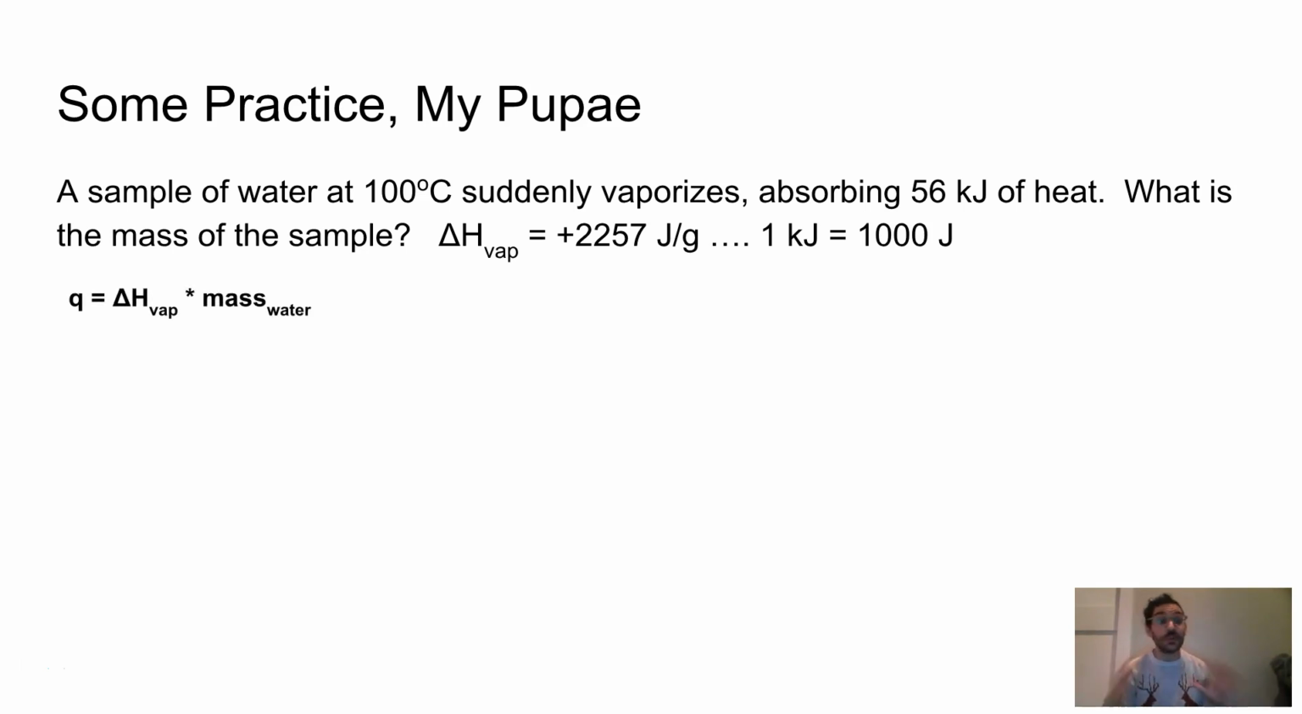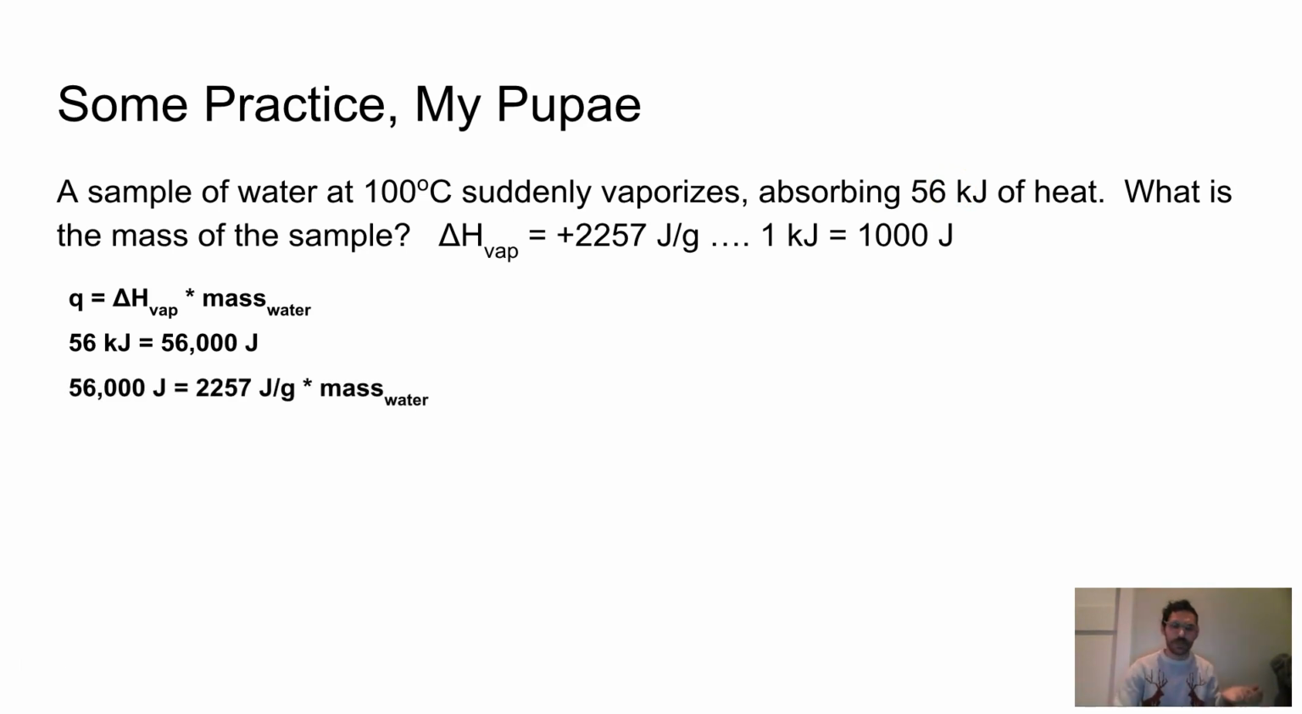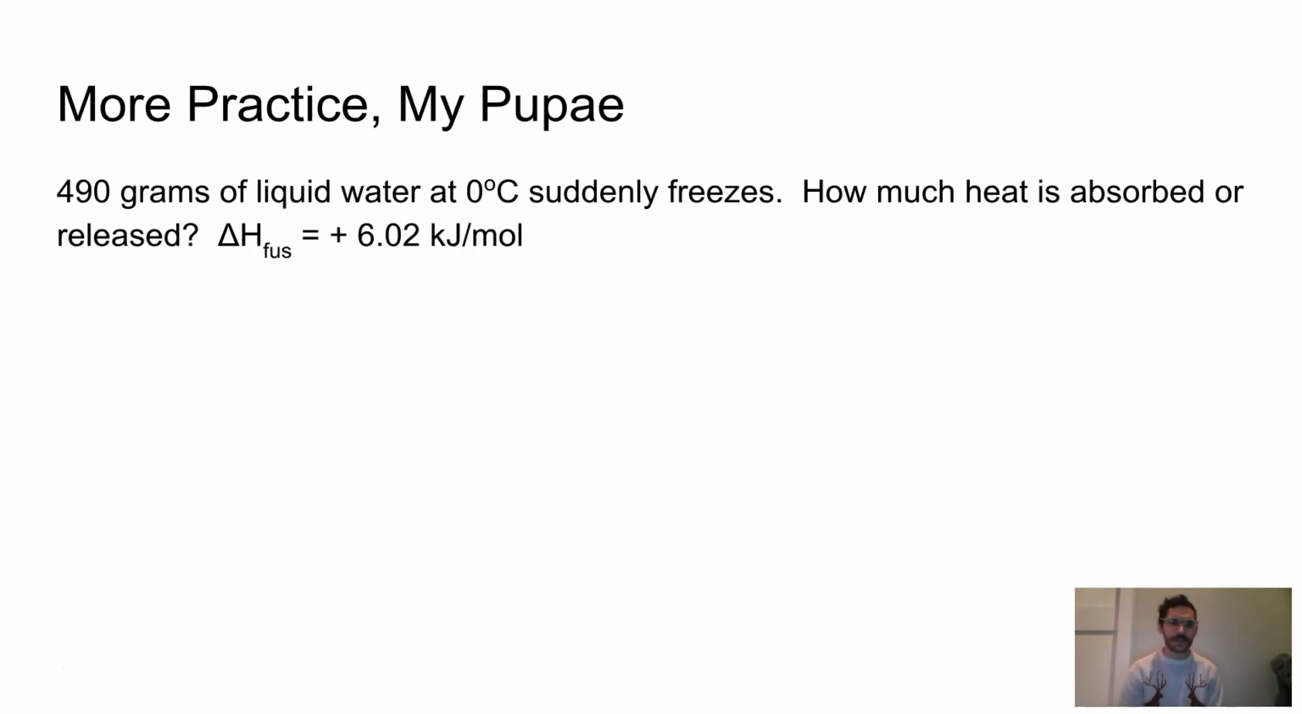Well, we're going to use Q equals delta H of vaporization times the mass of that water. And what do we know? Well, we know this guy, and we don't know the mass of the water, but we do know Q. So let's plug what we do know in. Since this guy's in joules and this guy's in kilojoules, we're going to need to convert. So if we have 56 kilojoules, that's 56,000 joules. We can plug this into our equation now. The only thing we don't know is mass. We can just divide both sides by 2257, and that's going to give us the mass of the water. Not too spicy. Let's try one more.